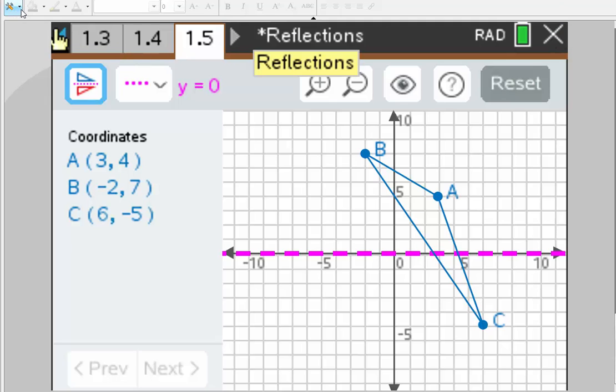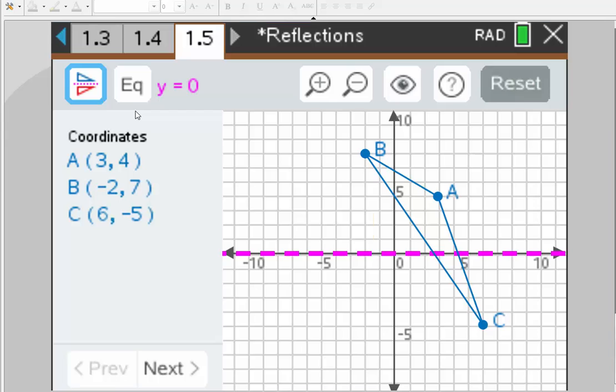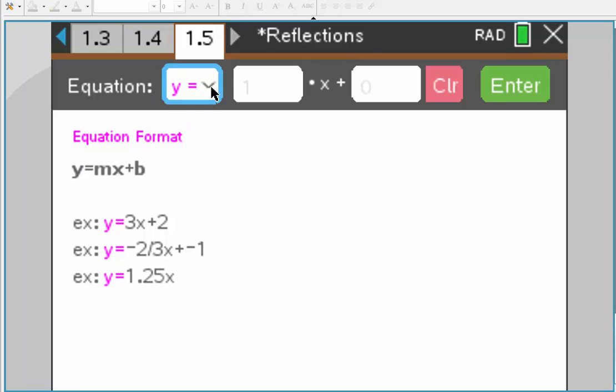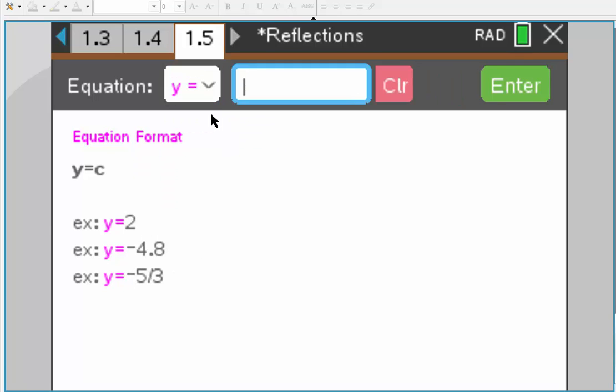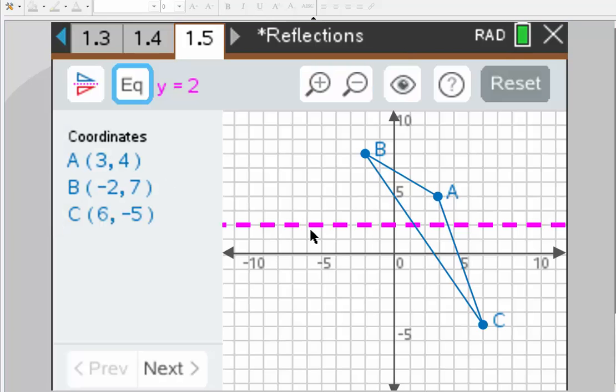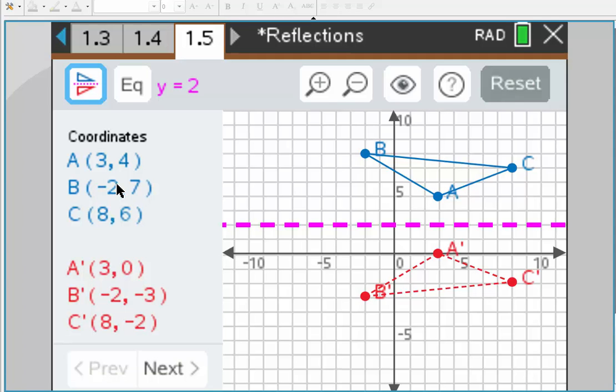All right, let's look at using other equations besides the three that we use. So I'm going to change the template to be slopes with equation. And now what I can do is actually click on the equation and decide, do I want an equation of the form y equals mx plus b, x equals a constant, or y equals a constant. Let's go with y equals a constant, and maybe with y is equal to, let's say, 2. And let's put this all above that line there. And go ahead and reflect about the line y equals 2.